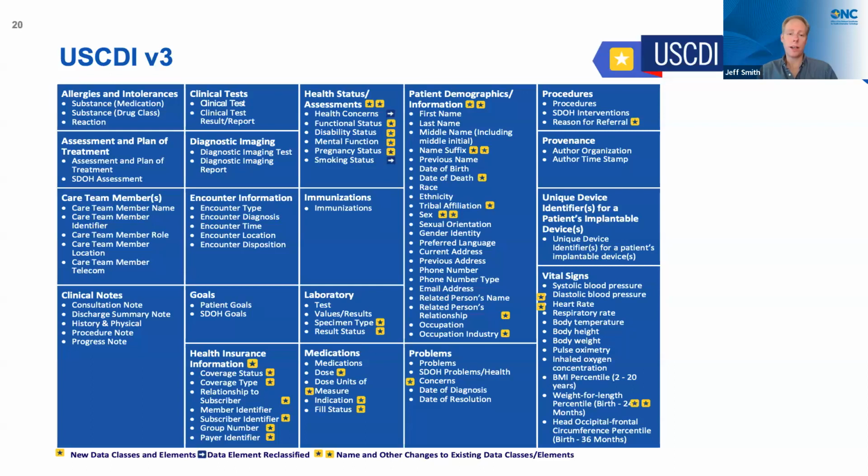So I think we started at just around 50 USCDI data elements with version 1. I think we're above 80 with USCDI version 3. And again, these are the data elements that ought to be routinely, consistently, and ubiquitously available for patients and caregivers, as well as clinicians, regardless of the systems that are at play. Next slide, please.